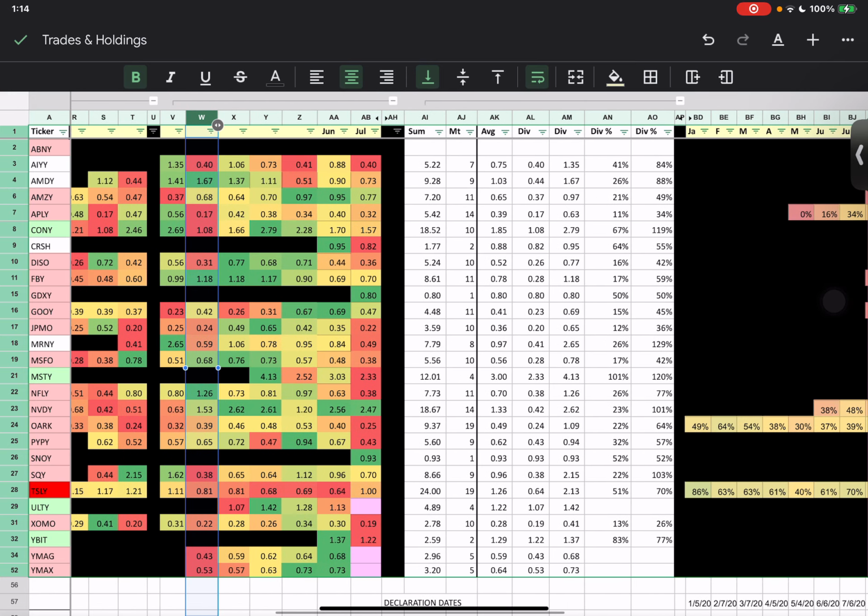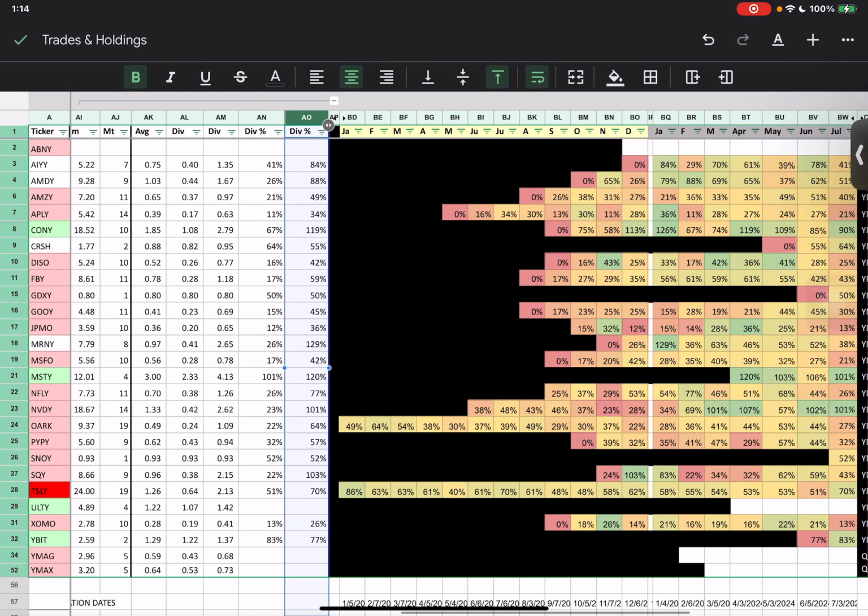And then, of course, this is just my hidden data. Normally, it gives me the sum, the number of months, the average, which we've already seen. And then we have our lowest dividend paid, highest dividend paid, lowest percentage, and highest percentage. So those are usually just some hidden columns that I have in there.